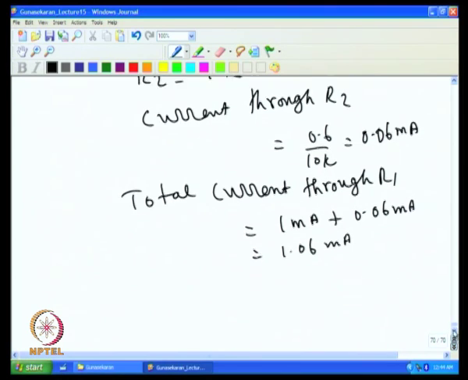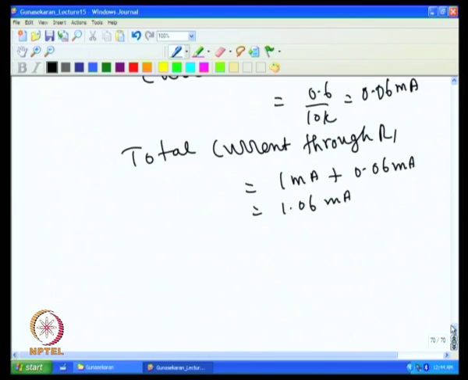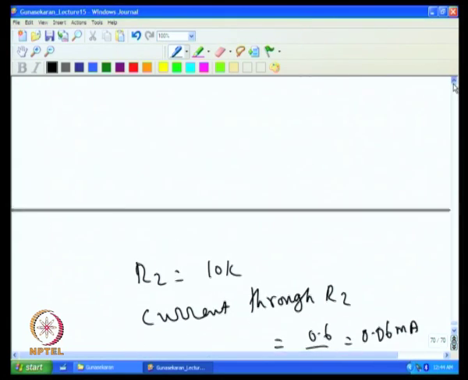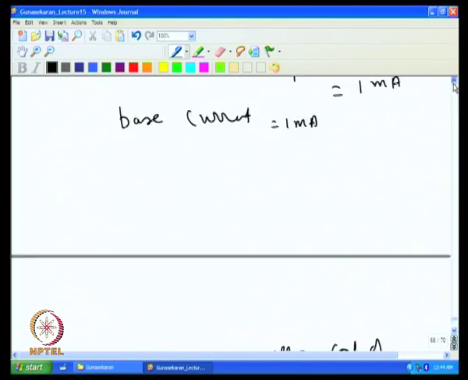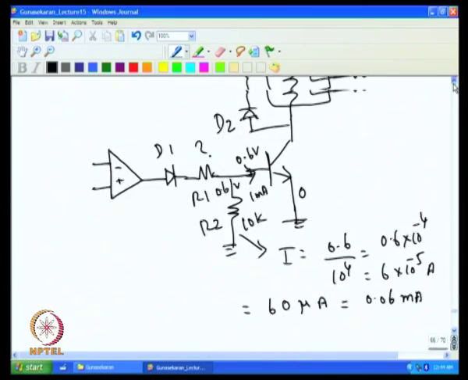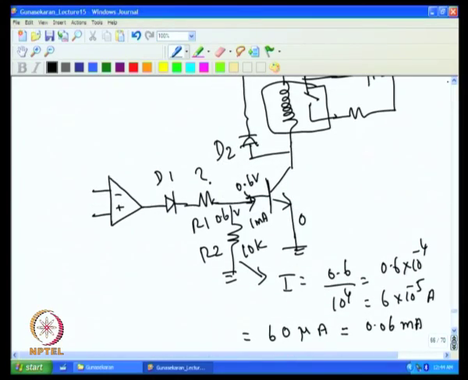Now, we have to select the value of R1. For that, we should know what is the voltage across R1. If you look at the circuit, the voltage across R1 we have to decide. So, we have to find the voltage across R1.